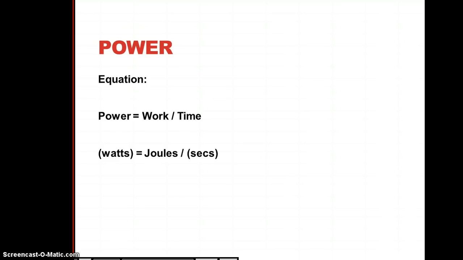Power is simply going to be work divided by time. So when we write it, it'll be power equals work over time. Power is going to be measured in watts, and as we know, work is measured in joules, and time, of course, is measured in seconds.